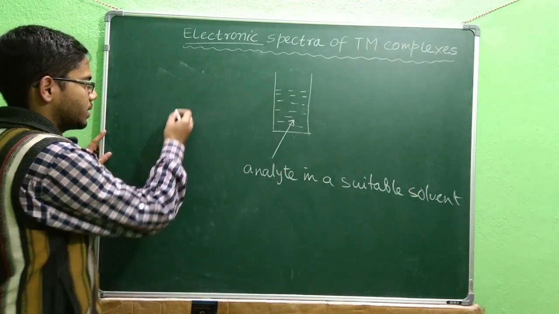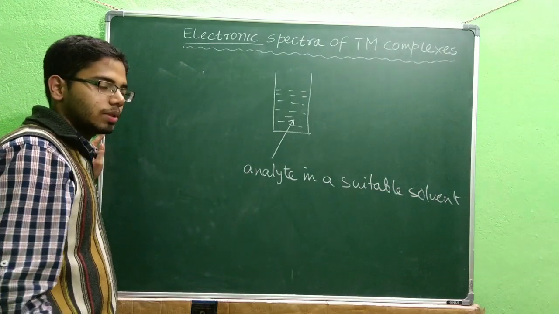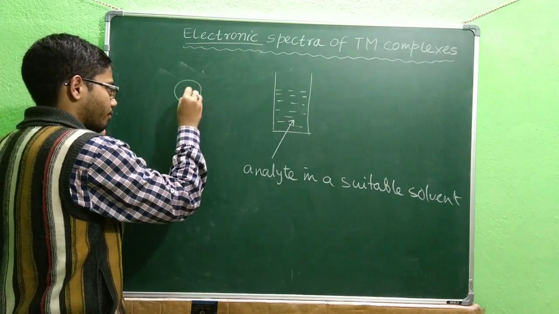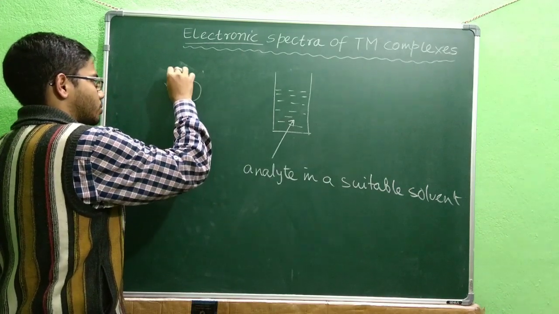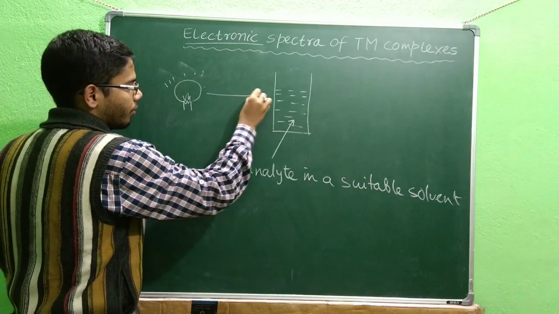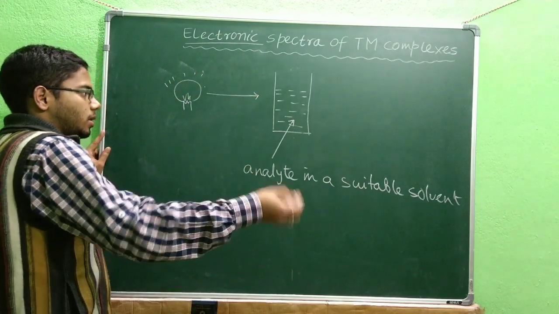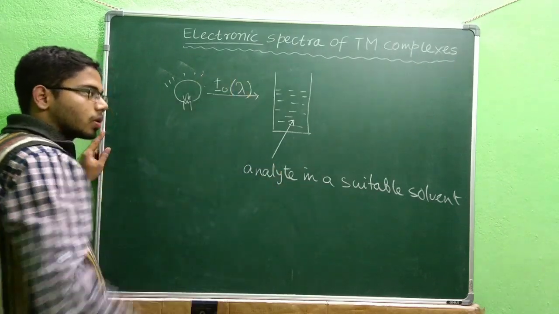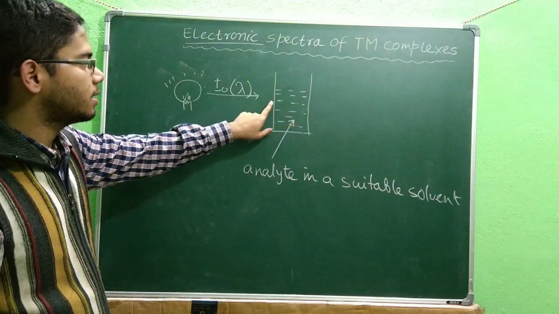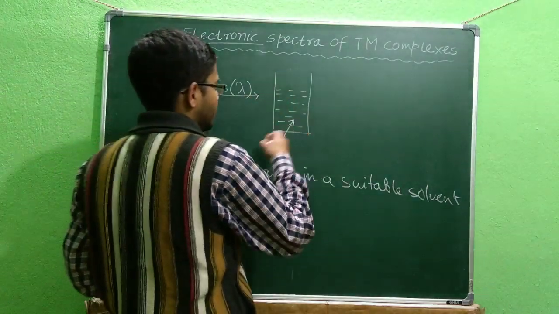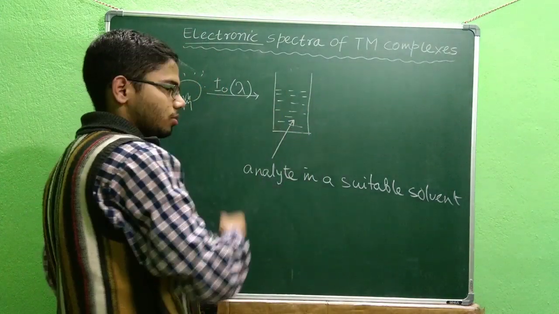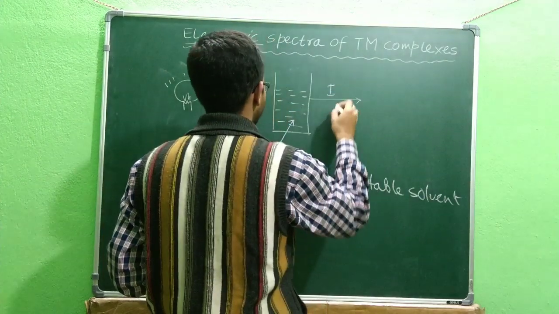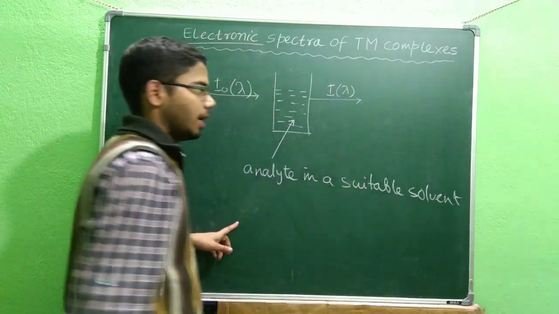Now what you do is place it in a UV visible spectrophotometer, and there is a lamp. This lamp will give you intensity of light, let's say I0, as a function of lambda, that is incident on this, and some of it will be absorbed by the solution and the rest will be transmitted. That is also a function of lambda, and you record it.